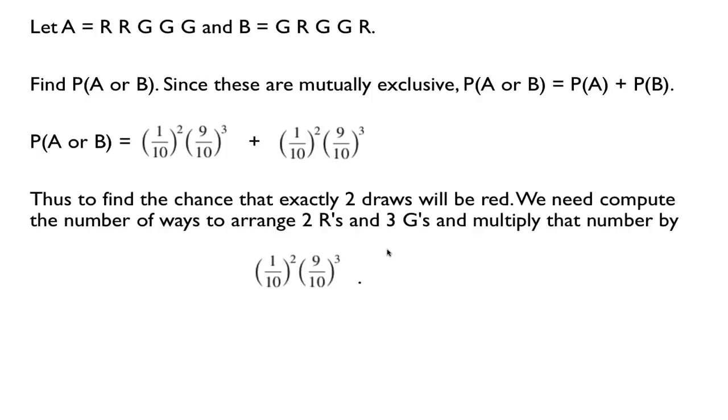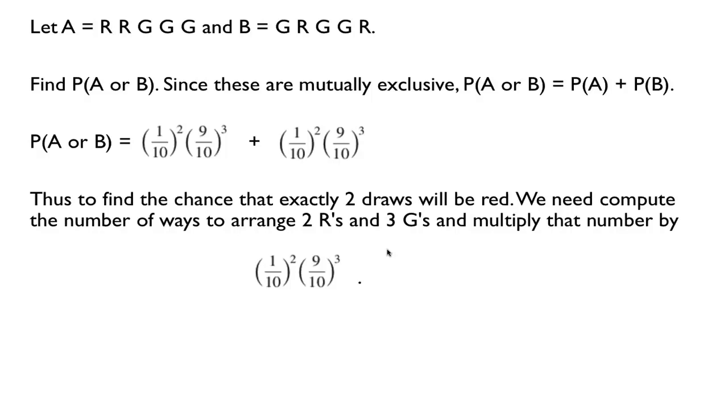So this is for getting those 2 exact patterns. Now to find the chance that exactly 2 draws will be red, we have to find all the ways to arrange the 2 letter R's and the 3 greens, and then multiply that by 1/10 to the second power and 9/10 to the third power.